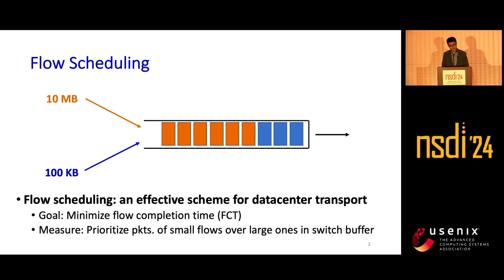As we know, flow scheduling is an effective scheme for data center transport design. Its goal is to minimize the flow completion time so as to deliver low latency for data center applications like web search or key-value store. To minimize the FCT, many flow scheduling solutions try to prioritize the packets of small flows over large ones in the switch buffer.